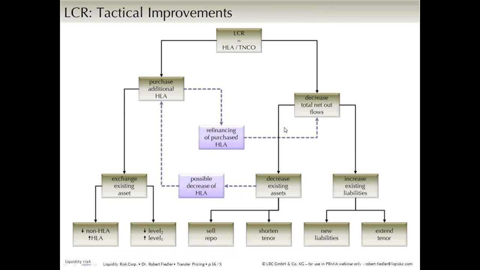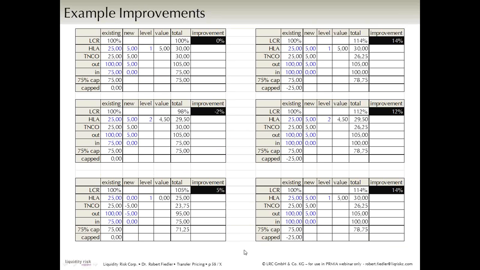So how do you do it in practice? You try to find such complicated structures, like you could purchase additional HLR, you could decrease total net outflows, and then you have to think about refinancing, which are cross effects. So what I have done here as an example, I basically say, what can I do? I have outflows of 100, inflows of 75. The TNCO is then 25, no cap. Yeah, the 75% cap doesn't kick in.